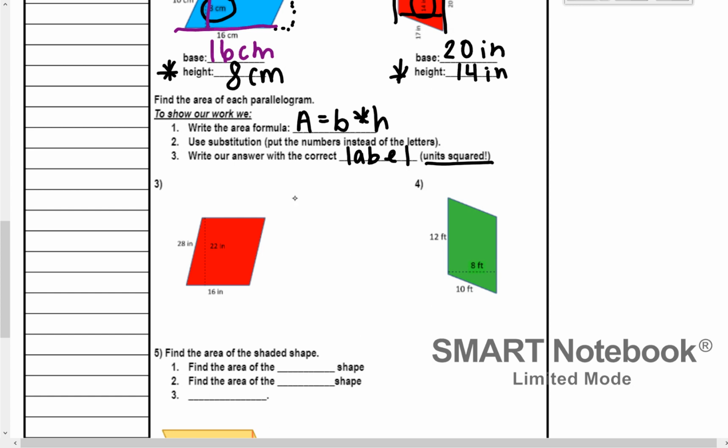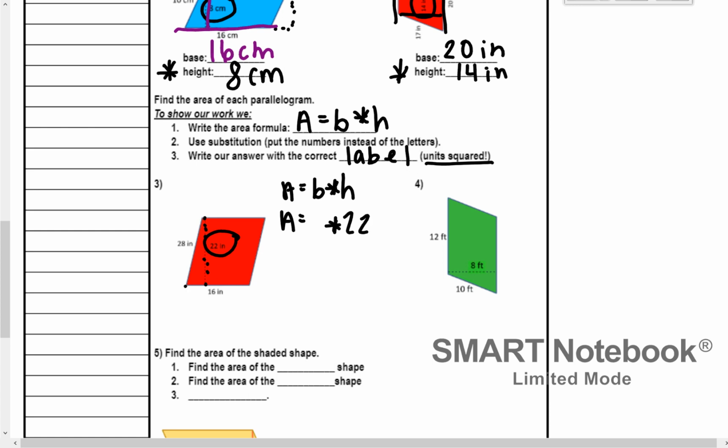Very first thing we're going to do is write our formula. Area equals base times height. We're going to leave our A as area because we don't know what the area is equal to yet. We're going to determine what numbers are base, what numbers are height. Well, our height is 22. That's the line that's connecting those 2 bases.